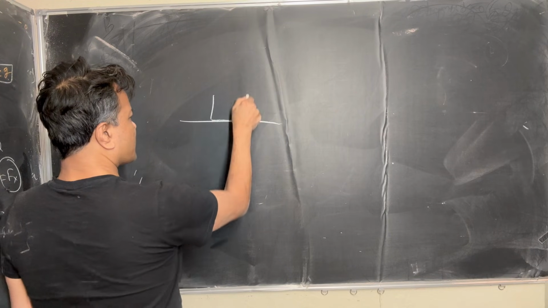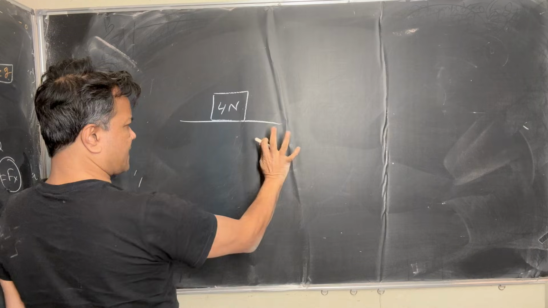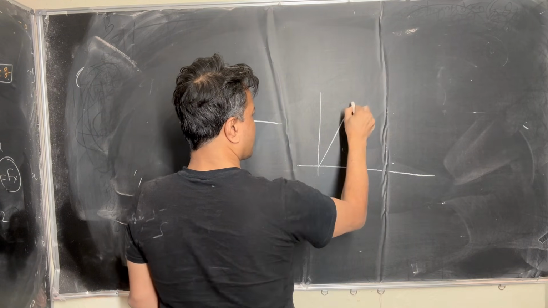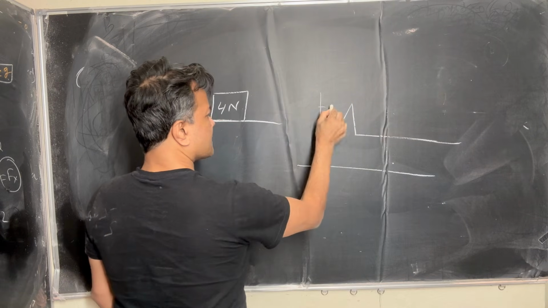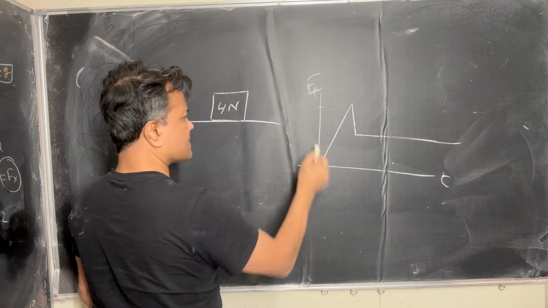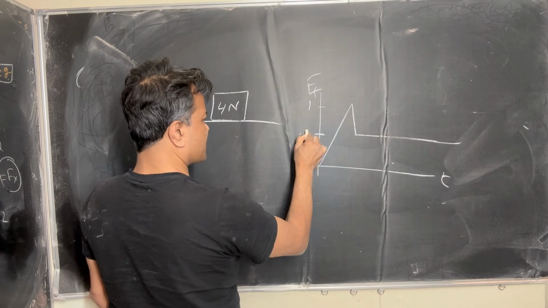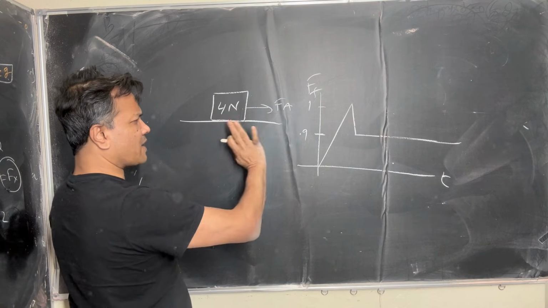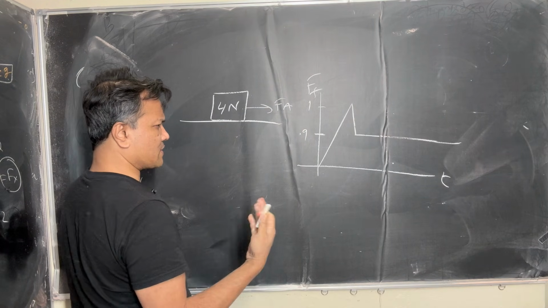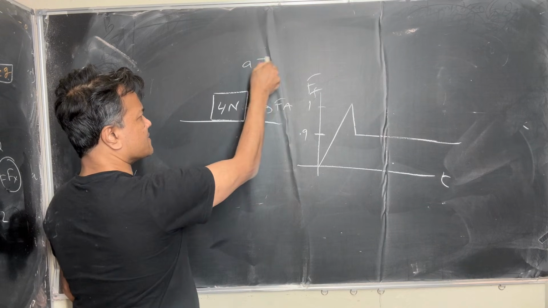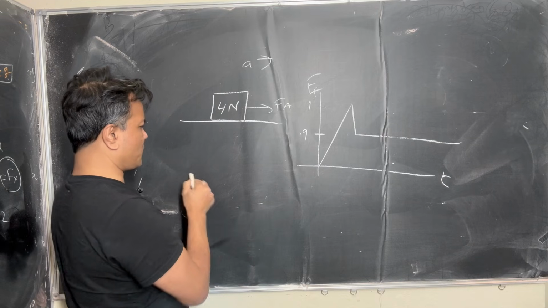A 4 Newton block is sitting right now. This is the friction diagram. This is force of friction. This is the time. This is 1. This is 0.9, right? You apply some force, right? That applied force accelerates the object. So the object is moving.